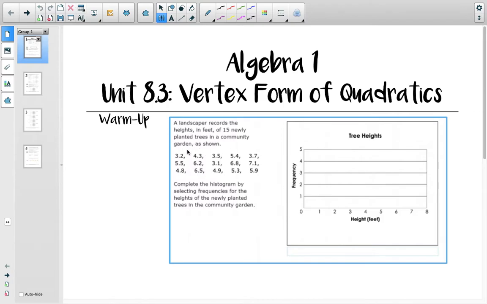It is a state question, and basically what they're saying is that you have a landscaper planting so many trees, okay? And with those 15 trees he's planted, it shows the height of all of them. And you're going to show a frequency, so how often it happens. So from 0 to 1, how many times does it happen? Well, if you look here, there's nothing. And then from 1 to 2, there's nothing. But from 2 to 3, still nothing. So our first numbers are 3.1, 3.2, all of that.